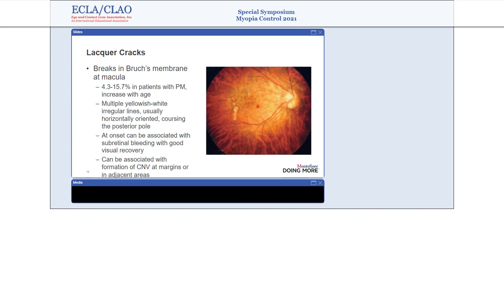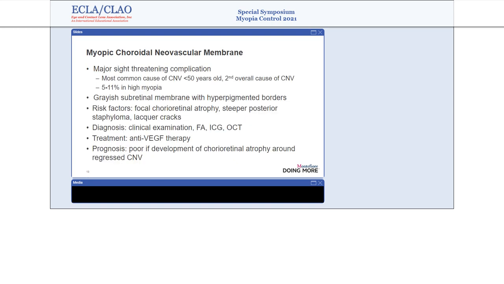Then we also have plus signs, which are strongly associated with central vision loss, but they don't really fit into each category, and they can develop from or coexist within the category. So one plus sign is a lacquer crack, and you can see these yellow, whitish, irregular lines, and they represent breaks in the membrane at the macula, and they can be associated with CNV formation.